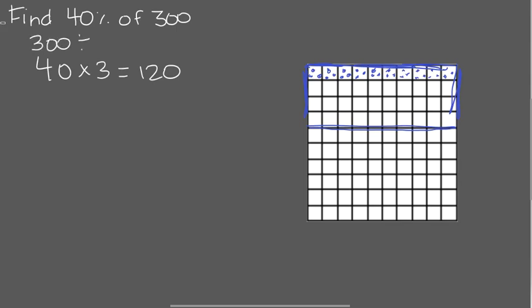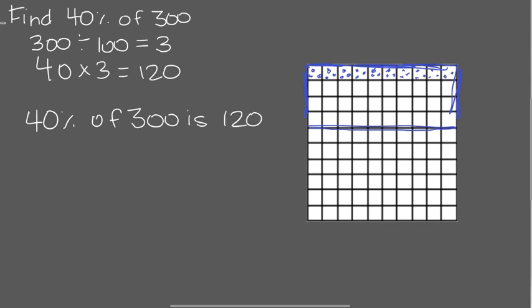The first thing I did was divide 300 by 100 to get 3 in each square, and then I said if I've got 40%, I've got 40 squares, so I need to do 40 times 3 is 120. So 40% of 300 is 120. Okay, so that's what it looks like when it works out nicely.